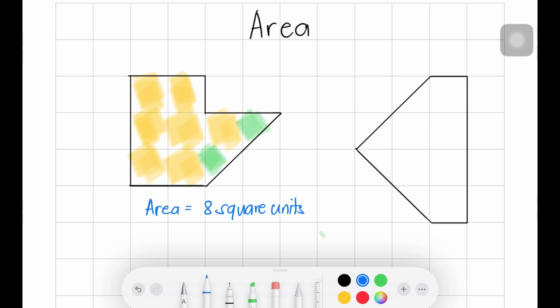Let's try the figure on the right. So let's count full square units first. 1, 2, 3, 4, 5, and 6. And then the two half triangles highlighted in green can make 1 full square unit, and then the two triangles highlighted in red will also make 1 square unit. So in total, we have 6 plus 1 plus 1, 8 square units as well.